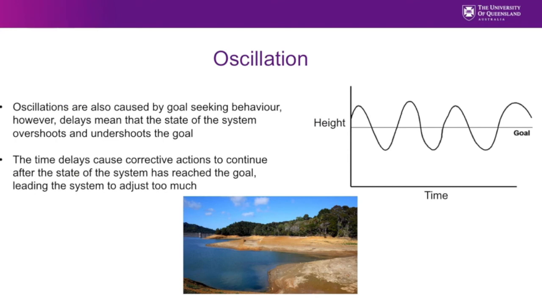Also, it's worth mentioning that oscillations are also caused by goal-seeking behavior in control systems. However, delays mean that the state of the system overshoots and undershoots the goal. The time delays cause corrective actions to continue after the state of the system has reached the goal, leading the system to adjust too much. So yes, in control systems we can have oscillation behaviors.